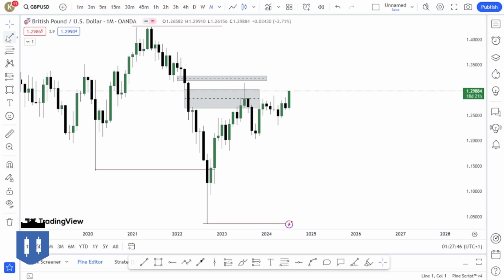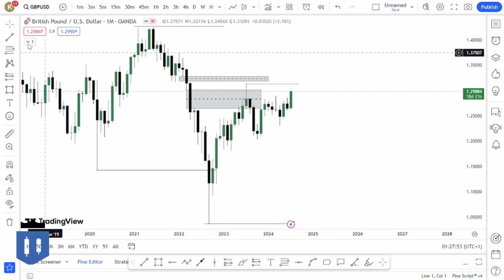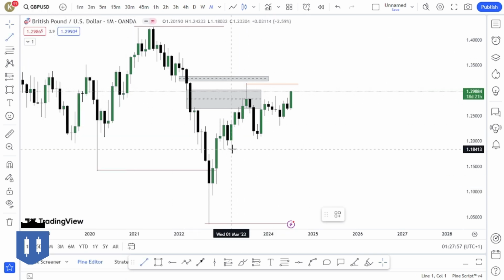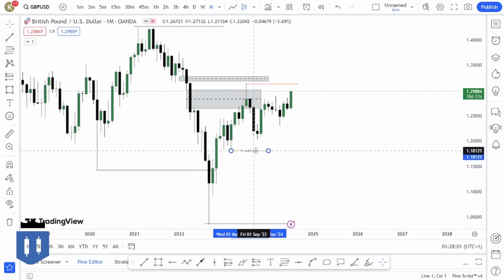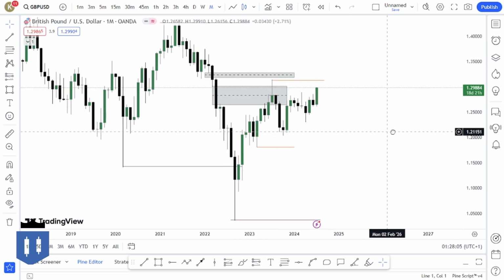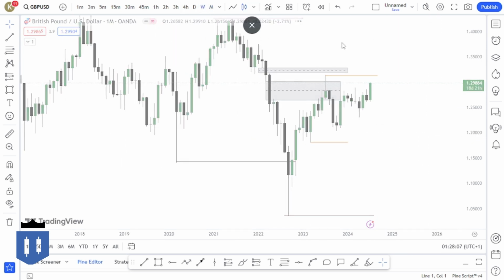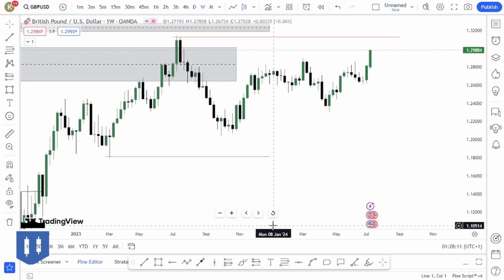So what do we do? From that mitigation, we have our full move. So that's a high, and then you can choose any low, and that's just how it is. So choose a high, choose a low, and then we are good. Now go to the weekly, and you can see what it is.